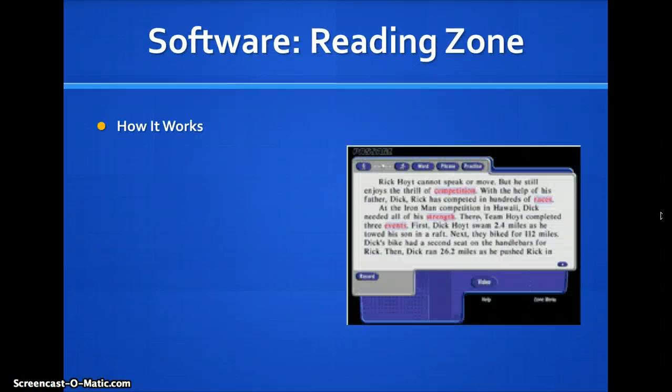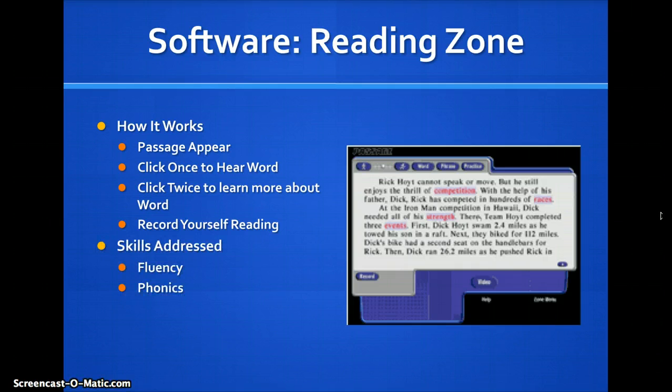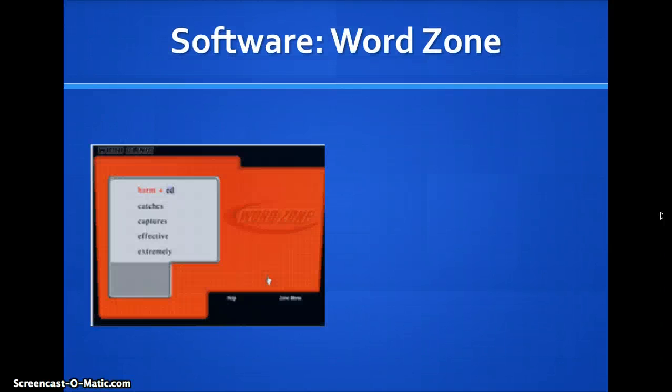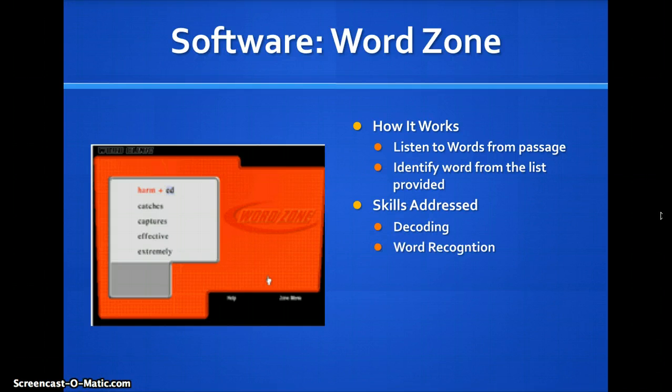The first zone of the software is called the reading zone. A passage appears, and the students can click once on a word to hear it pronounced, and twice to open up a window to learn more, such as the definition of the word and its origin. Students practice and record themselves reading the words. The skills that are addressed include fluency, phonics, vocabulary, and comprehension. The second zone is the word zone. Students listen to words being read from the passage. They identify the word as quickly as possible by clicking on it, and it addresses the skills of decoding and word recognition.